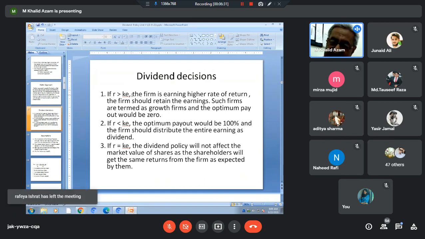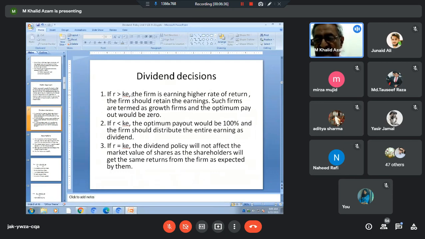When you are going to pay less dividend, what will be its position on the price? Under these three firm categories, the growth firm, the declining firm, and the normal firm, when we are going to pay more dividend, what is the position of the price? When we are going to pay less dividend, what will be the position of the price? When we are going to pay no dividend, what will be the position of price? When we are going to pay 100% dividend, the extreme case, then what will be the position of price?